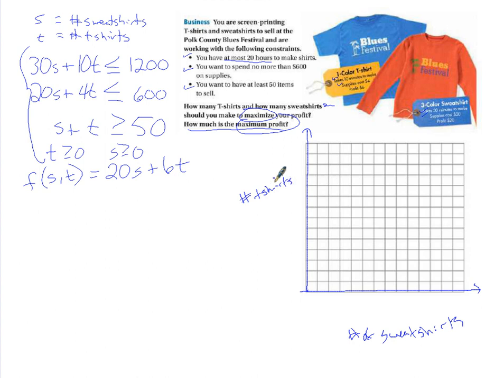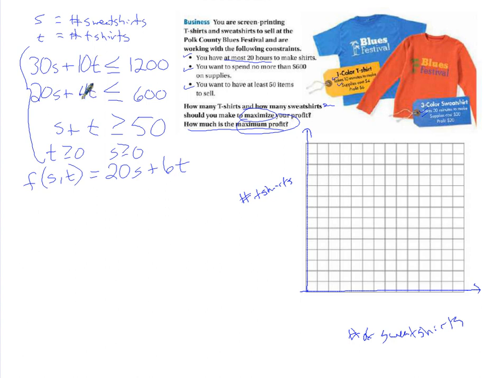Now, of course, we're going to have to come up with a scale, and we can see that we're dealing with some big numbers here, so we know we're going to have some sort of scale that's not by ones. What I want you to do is come up with the x-axis scale first. So the s-axis, look at each inequality and figure out what that intercept is going to be. We have an s-intercept. If t is 0, then this term disappears, and I'm left with 30s equals 1200. So the s-intercept in this case would be what? 40. 1200 divided by 30 is the same as 120 divided by 3, which is 40. So we know we've got to make it to 40 at least.